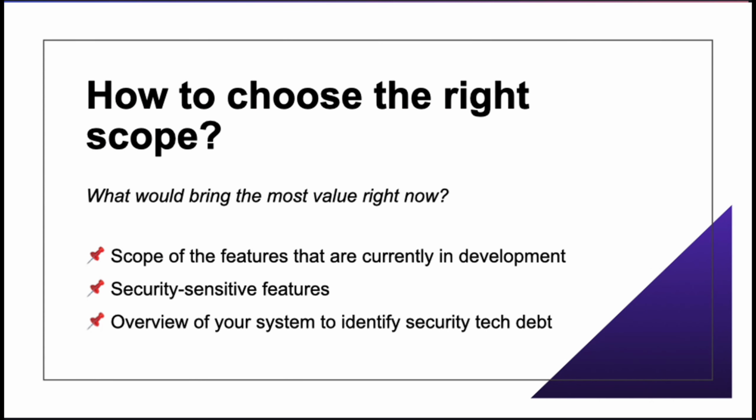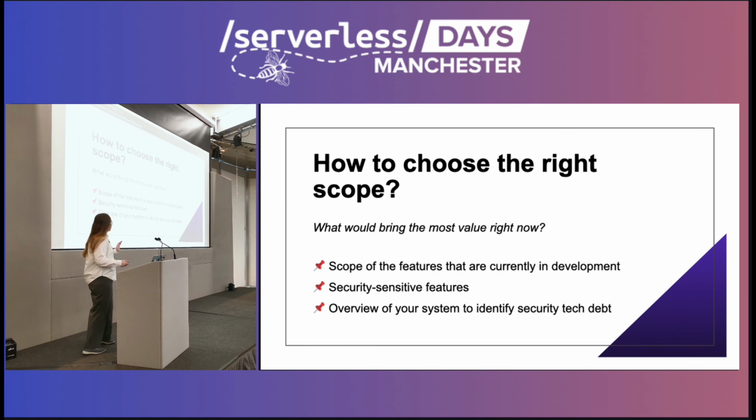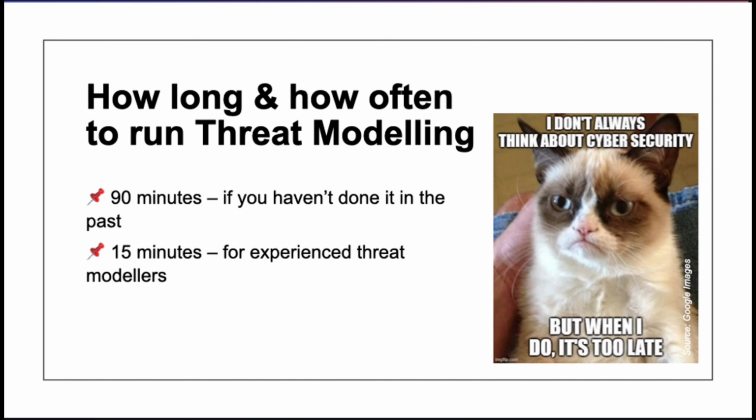And the next possible question is how to choose the right scope. So I would advise to start very small. Think about this single question: what would bring the most value right now? You can start with something as simple as your current features in development. You can also choose some security-sensitive features such as authorization flow or payments. And if you still would like to look at the system as a whole, you can look for security tech debt acquired over the years.